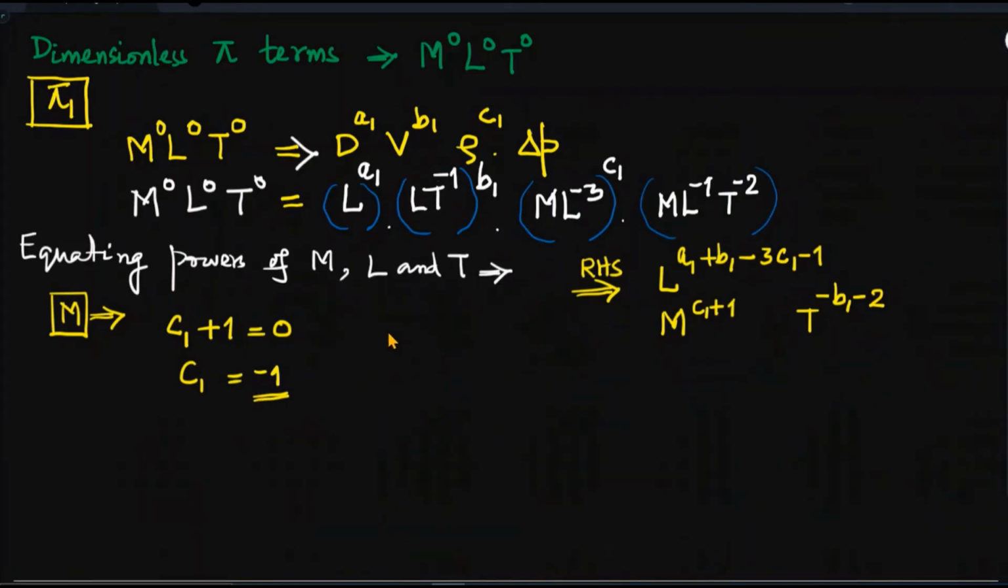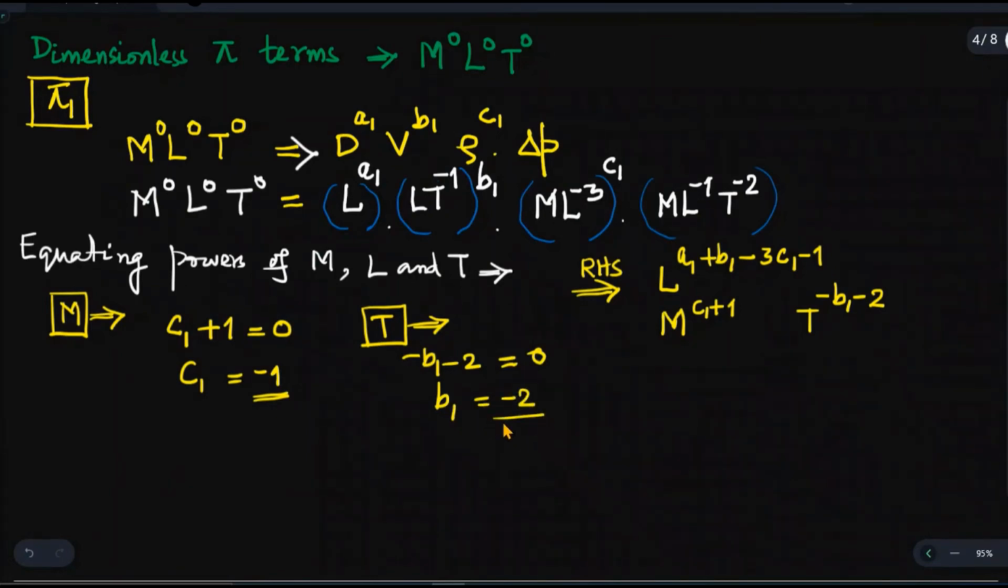And now the next is equating the powers of t. So fairly t is simple, m is simple, unlike L. So equating the powers of t on both sides, left hand side it is 0, right hand side it is minus b1 minus 2. So minus b1 minus 2 is 0, and if you want to find out b1, you will get minus 2. So b1 is equal to minus 2.